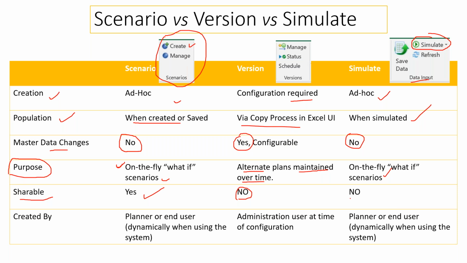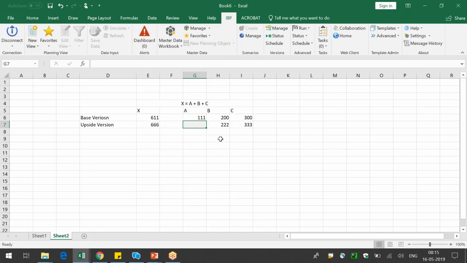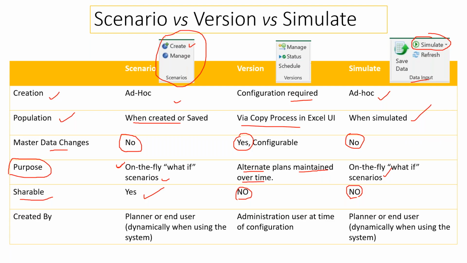And a simulation is not shareable, because simulation is just a local simulation. You're changing x is equal to a plus b plus c. You're changing the value of a to 111, and then you're simulating, you see a different value of x. So that's it. Where is the point of sharing it? Because that 111 just remains there, but the value of 100 would be there in the backend database.